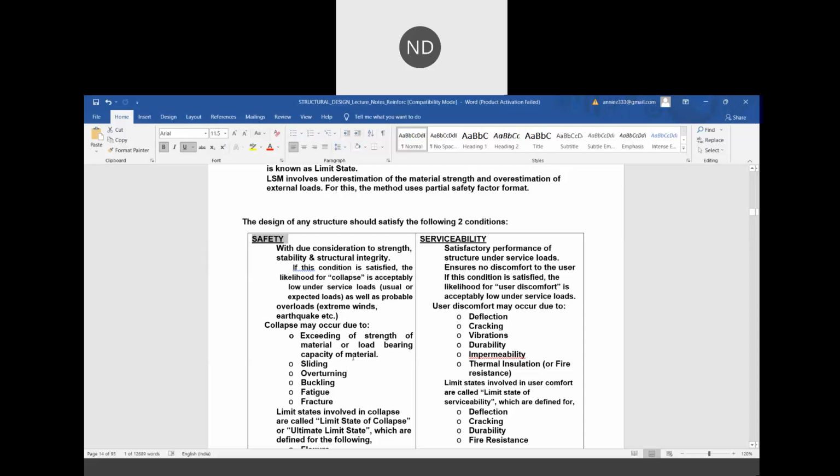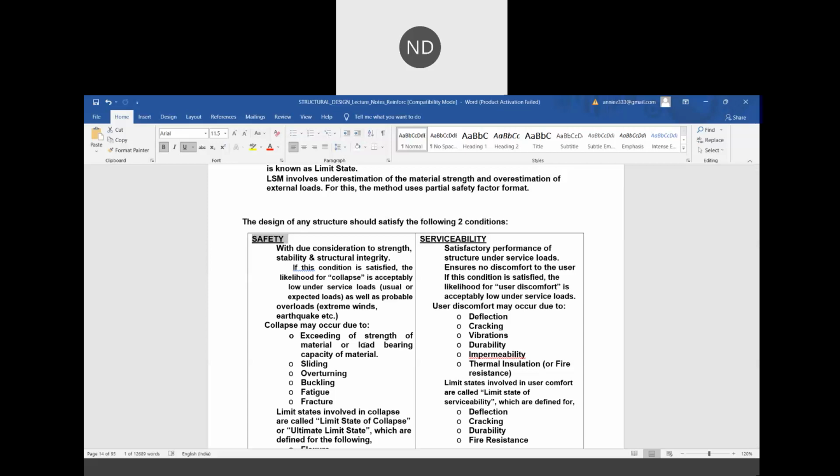Collapse may occur due to exceeding the strength of the material, or the load bearing capacity of the material. In that case your building may collapse, slide, or overturn. Not only a building, any structure, like a retaining wall, can overturn.